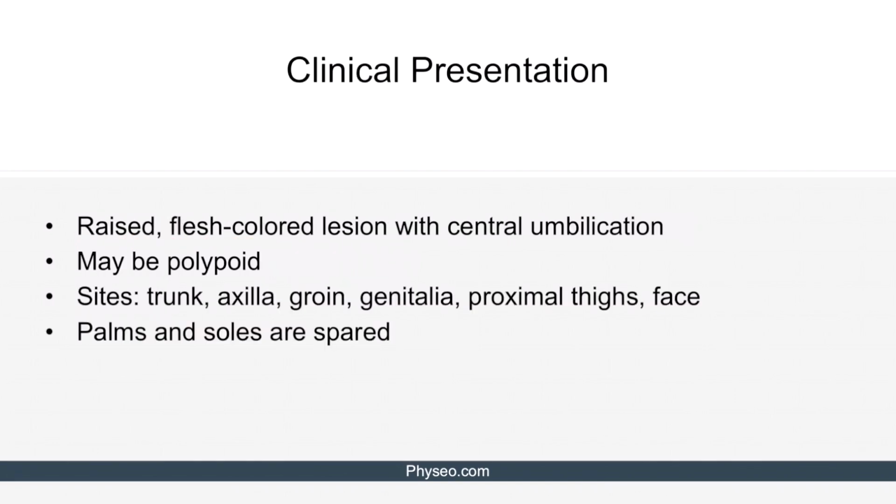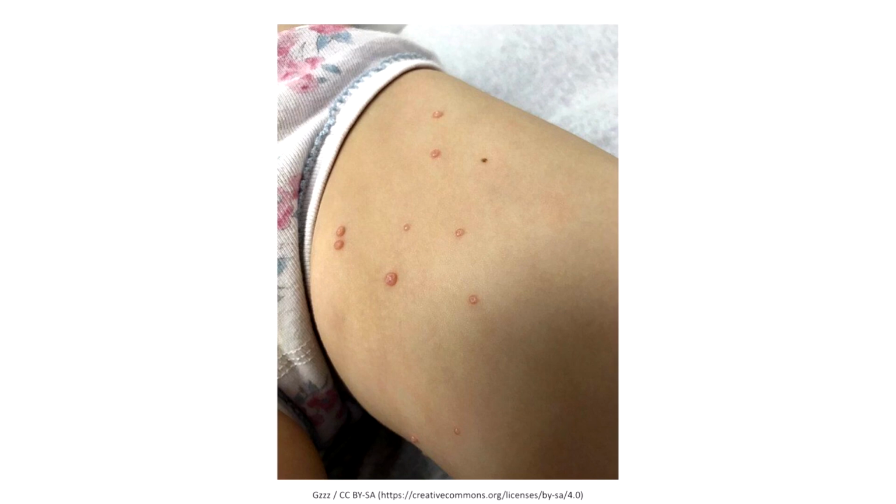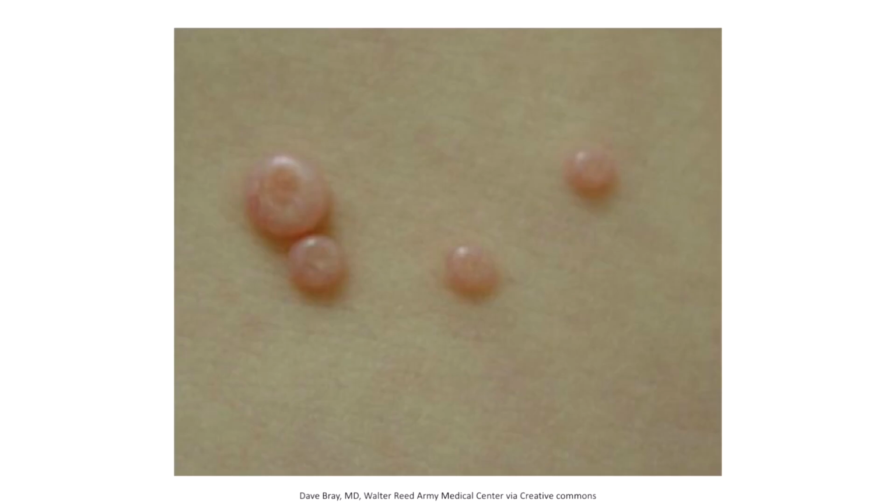Now, patients usually present with raised, flesh-colored lesions with a characteristic central umbilication. These lesions may be polypoid and singular or multiple, and commonly involved sites include the trunk, axilla, groin, genitalia, proximal thighs, and face, and the palms and soles are spared. Here's a picture of a patient with Molluscum contagiosum. Notice that the lesions are raised and they're fleshy and umbilicated. Here's another picture where the characteristic central umbilication is clearly seen.